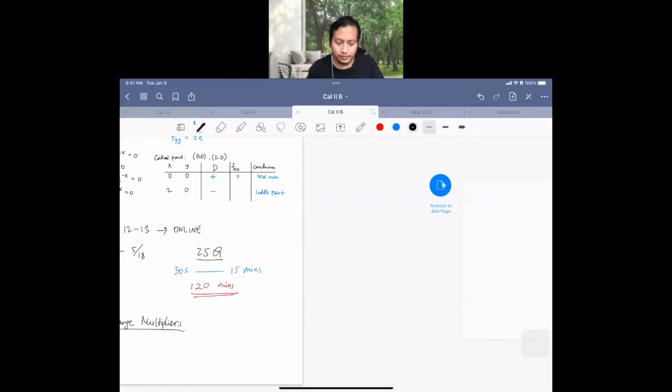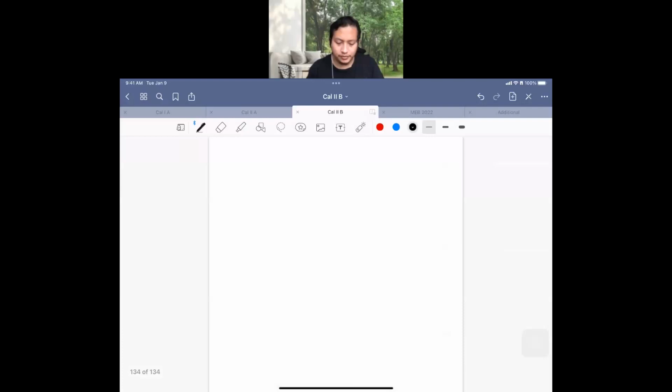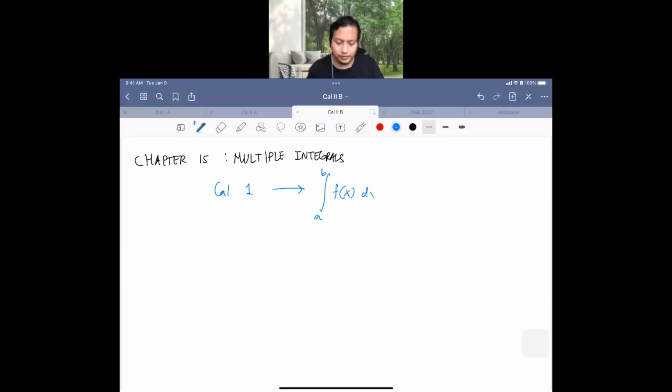Okay, now today I will start with chapter 15, which is the multiple integral. What multiple integrals mean is that usually in calculus 1 we deal with the integration from a to b of a function of x dx, which means that this is an area under the curve, right?